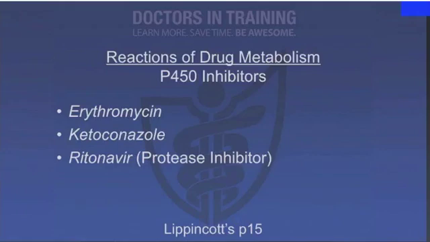They actually compete for the binding sites of the enzyme. And sometimes these drugs are inhibiting a P450 enzyme for which they're not the substrate. So a drug may be metabolized by one enzyme and actually be inhibiting another enzyme. And Lippincott lists three of these drugs that inhibit P450. It lists erythromycin, ketoconazole, and ritonavir. Each of these inhibits several P450 enzymes.